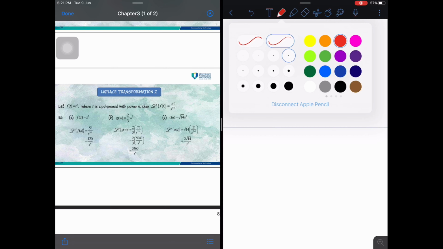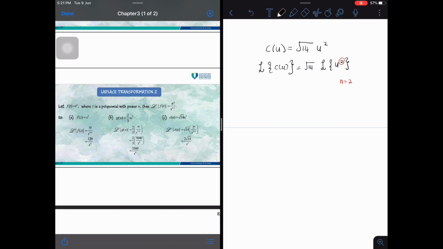So let's use the formula for the Laplace transformation of a polynomial. Therefore, you will have your F(s), the Laplace transformation of f(t), equal to 14 times 2 factorial over s to the power of 3. Therefore, you will have 14 times 2 over s to the power of 3, and your final answer will be 2 times 14 over s to the power of 3. So this is the Laplace transformation of your function 14u to the power of 2.